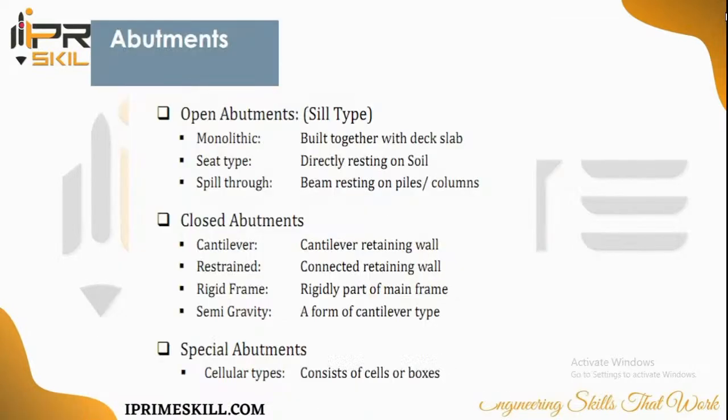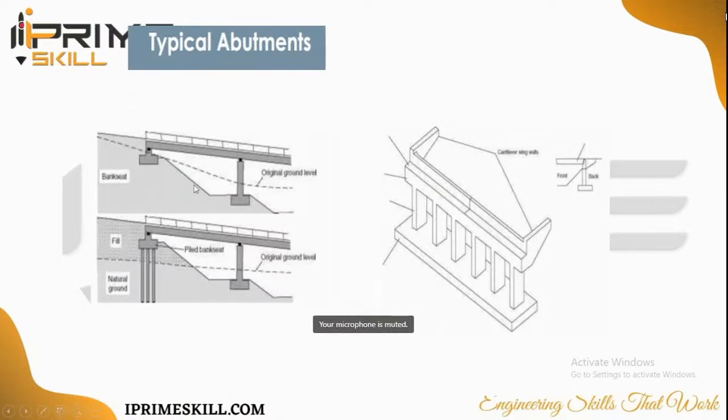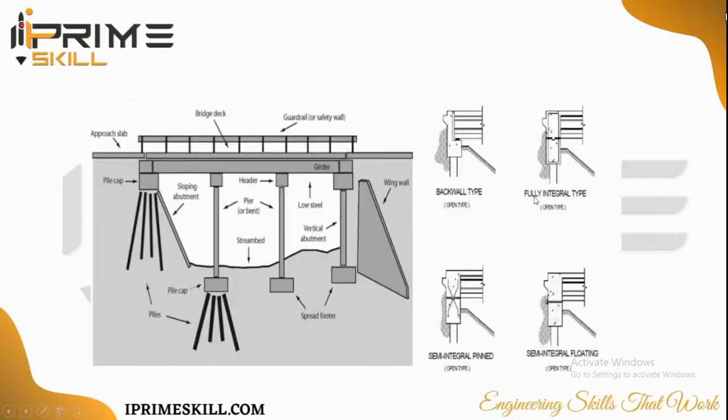So then we go for the abutments. Now, what are abutments? And the different types of abutments: open type, closed abutments, cantilever. So these are called the abutments. When you have in the middle the piers, they are called piers, and when you have on the bank, they are called the abutments. This is called an abutment, and here you call it a pier. So this is an abutment.